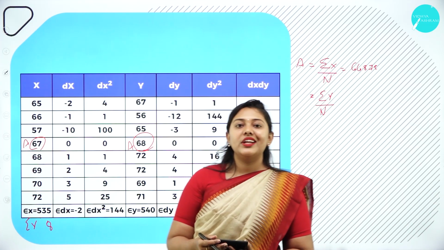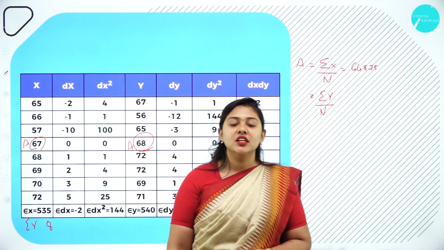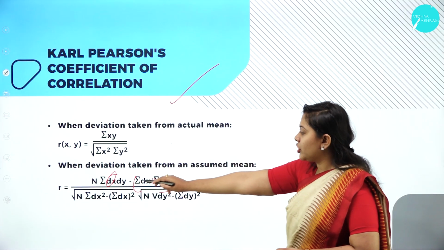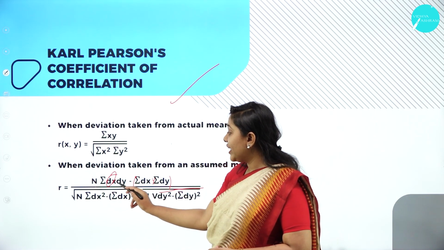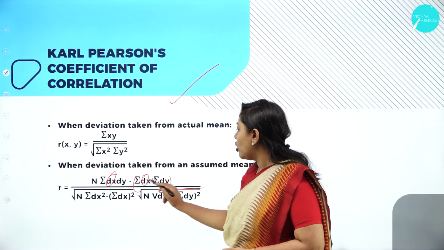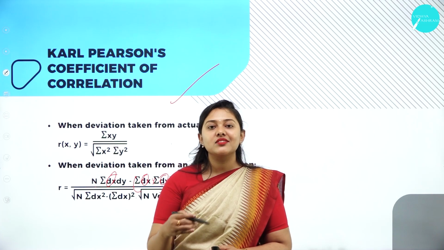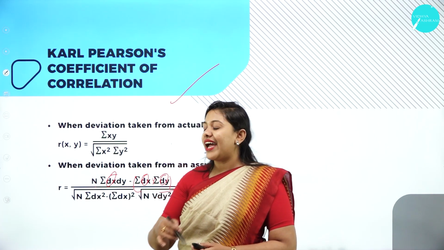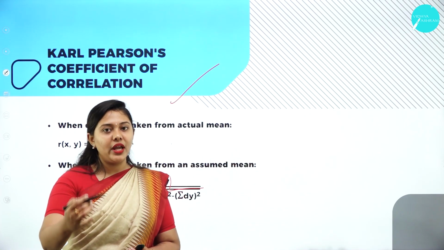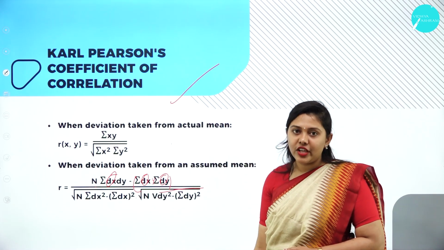So now let us calculate further. So dx. How do we calculate dx? What is given in the formula? N we know, but sigma dx dy we don't know. To find out this deviation, we have to calculate the assumed mean, that is the actual mean. How to compute the actual mean? Sigma x divided by n, sigma y divided by n. So we have calculated the actual mean to find out the deviation itself.